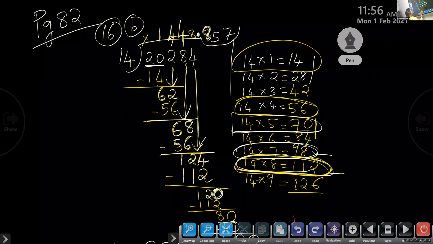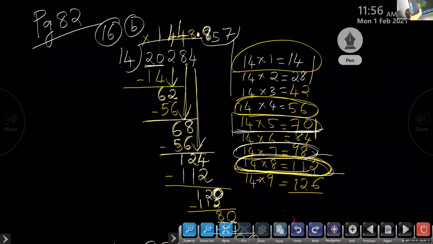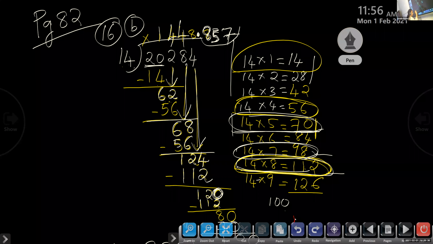80. Again 80. You will check in the table. 14 times 5. So you'll do 5 into 14. So you'll get here 70. Then we have remainder 10. Add 0. 7 times 14 is equal to 98. So the remainder is 2. So our division, we will stop here with 3 decimal places. Is that clear, children?